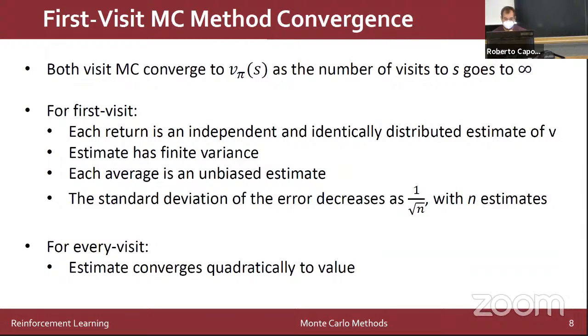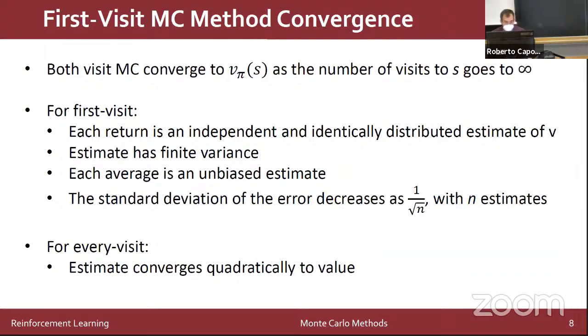For the first visit method, every return will be an independent and identically distributed estimate of the value. The estimate has a finite variance, and the standard deviation of the error decreases with the square root of n, with n being the number of samples. For the every visit case, instead, the estimate converges quadratically to the true value.